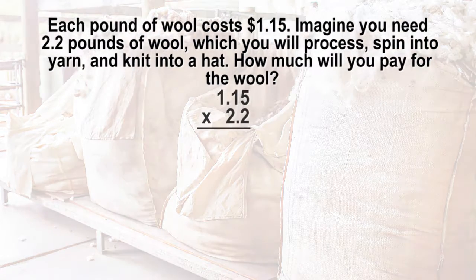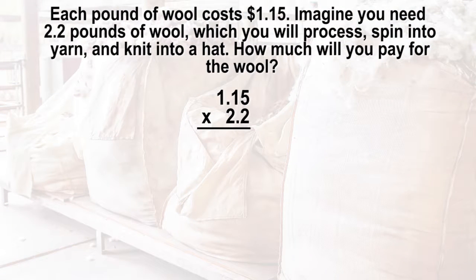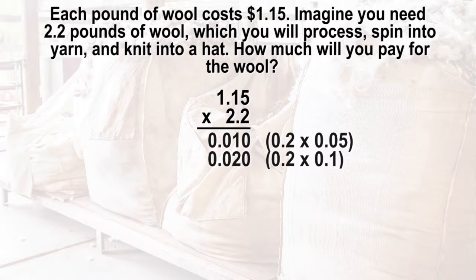We can use partial products to solve this problem. The factors in the problem are $1.15 and 2 2/10. We will multiply one digit in the factor on the bottom by each digit in the factor on the top, and record each partial product below the line. 2/10 times 5/100 equals 10/1,000. 2/10 times 1/10 equals 2/100. 2/10 times 1 equals 2/10.